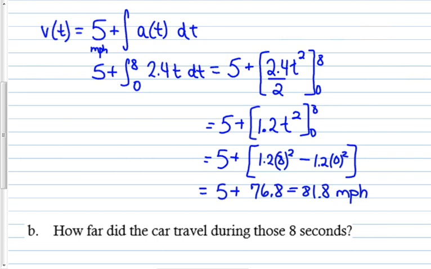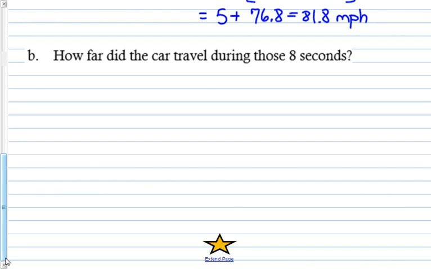Oh, part B. Oops. So part B, how far did the car travel during the 8 seconds? Okay, so how far, this means distance. And to find distance, that is the same as finding total area. And during the 8 seconds means we're going to work with 0 to 8 again. But this time, in order to find the distance, what I'm going to integrate is not acceleration, it's velocity.